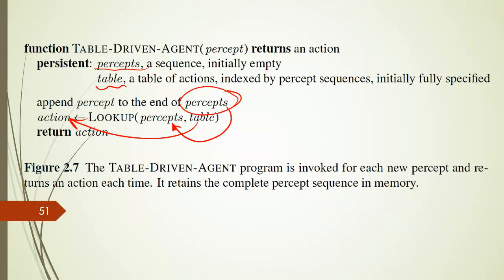So it is a very simple program. I'm assuming that everything is saved somewhere in my program, and I have all possible sequences. A new percept comes in, I update my sequence, I check what I did before and what I received, and based on this I find in the table what I have to do.